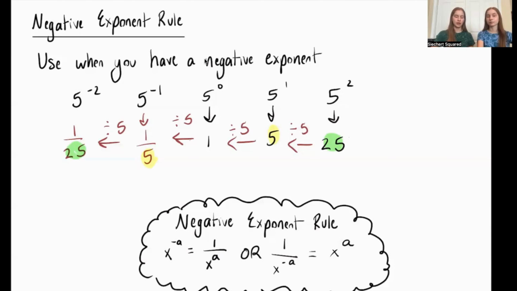And just a heads up, most of the time, the more common version of this rule is the first one, where your negative exponent already starts off on the top of the fraction. However, sometimes you do see the other one where the negative exponent is on the bottom. So it's really important to keep in mind that to get rid of the negative exponent and turn it positive, put it on the other side of the fraction, whether that's the top or the bottom.